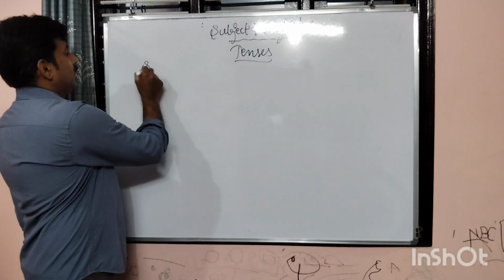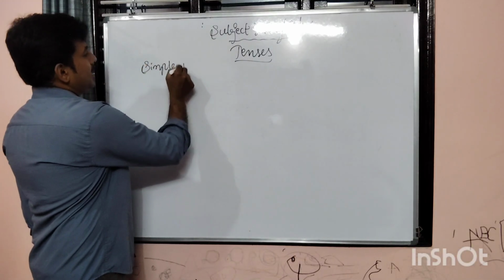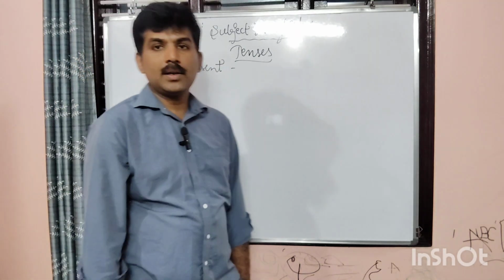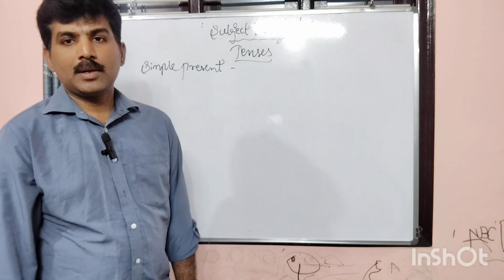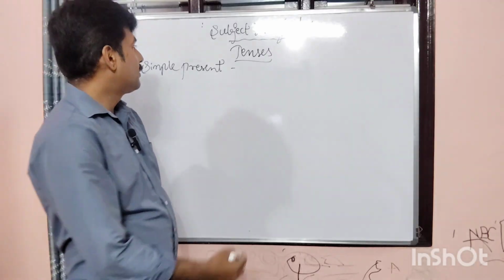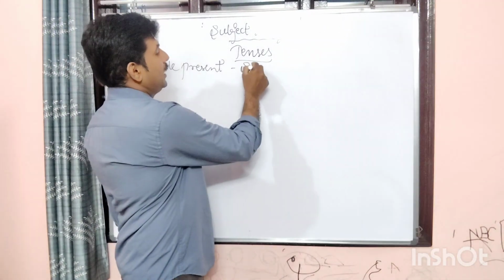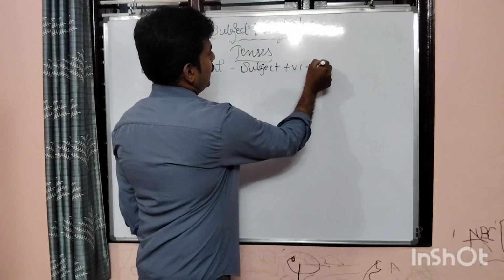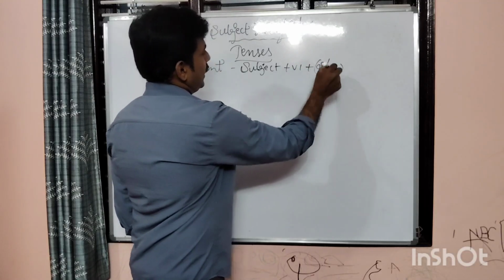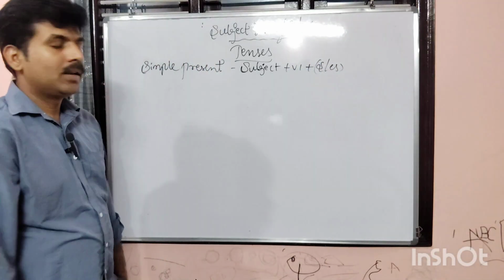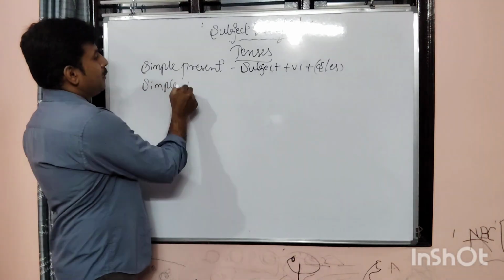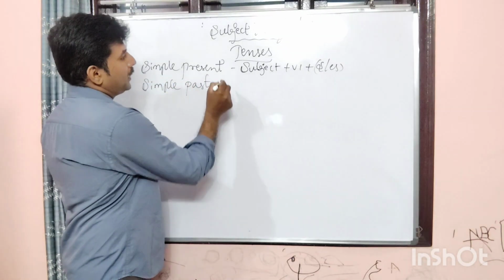Firstly, simple present. You may know that in the previous class we heard about the different types of tense forms. One is simple present tense: subject plus verb plus S or ES. Now the second one, simple past.